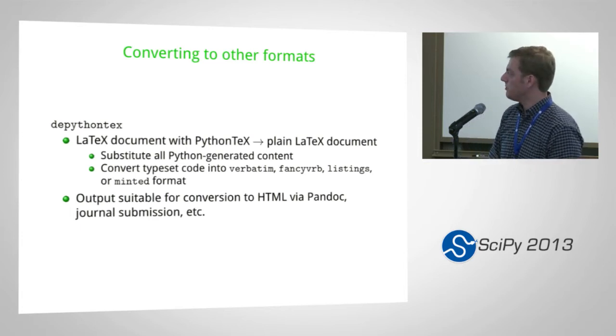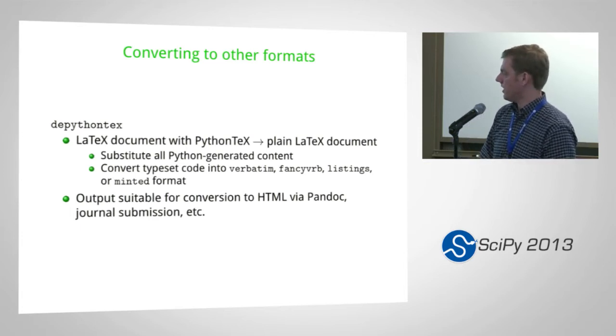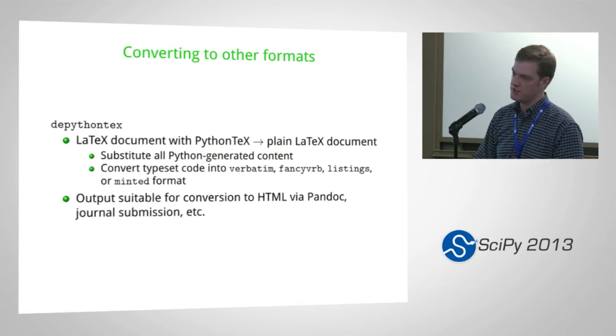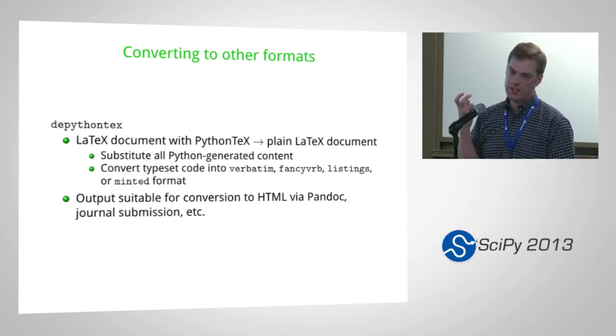So I've created a depythontex utility. This creates a copy of your document. All the Python-generated content has been substituted in, and there's a lot of control over how any highlighted typeset code is handled. You can just have it be plain verbatim. You can have it be still syntax highlighted. You can actually take the code that's highlighted with PythonTeX and maintain your line numbering during the conversion process.